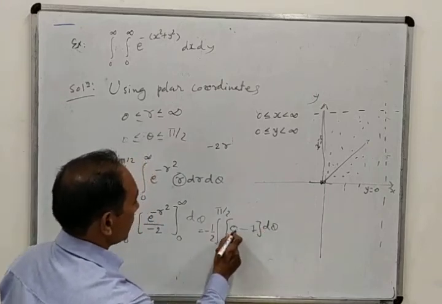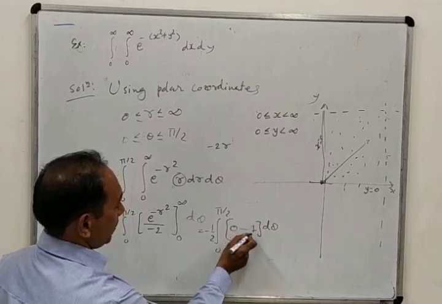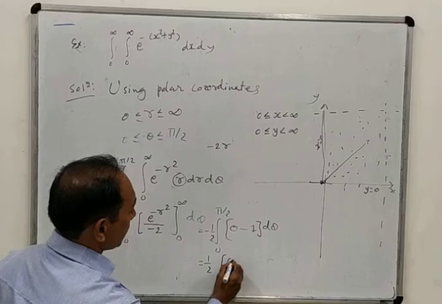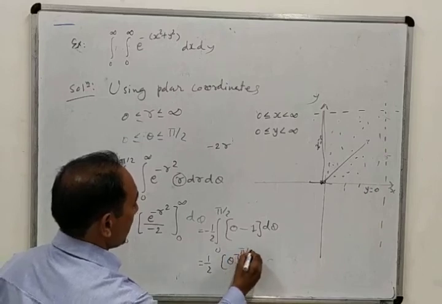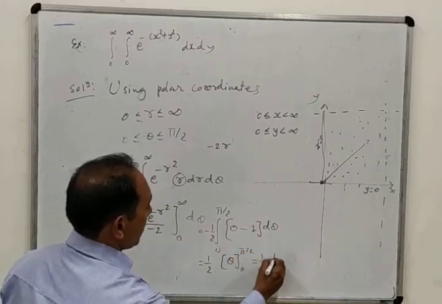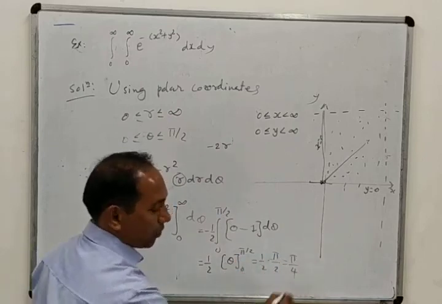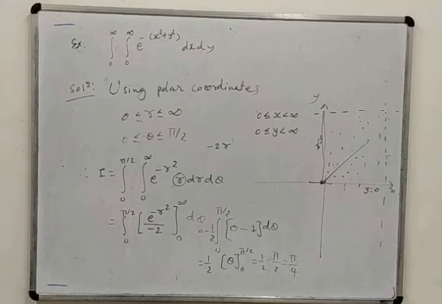So this is 0 minus 1, which is minus 1. I will take this minus 1 outside, so it is 1 half, and it is only d theta, so theta from 0 to pi by 2. Here 1 half into pi by 2 minus 0. So the answer is pi by 4. So you can solve this problem very easily.